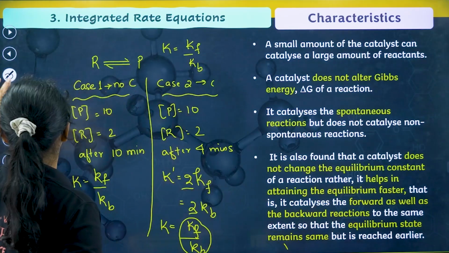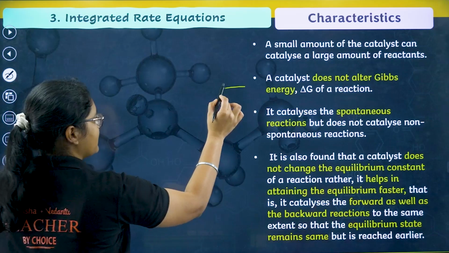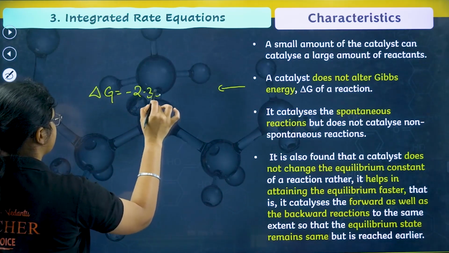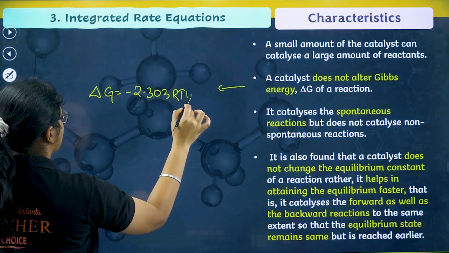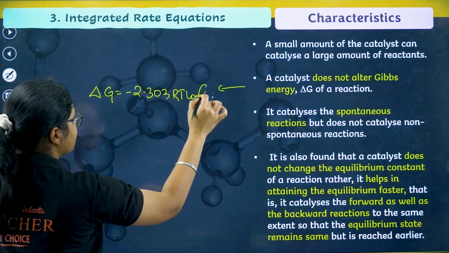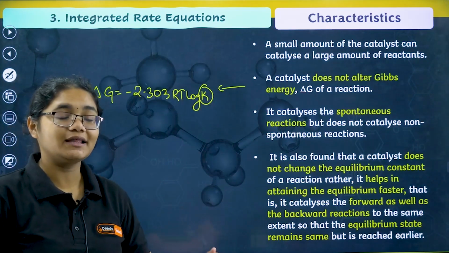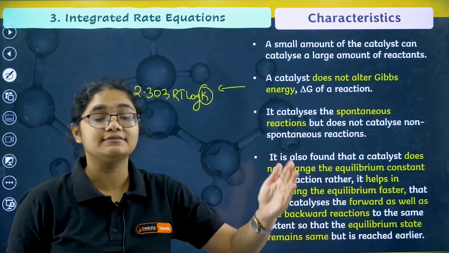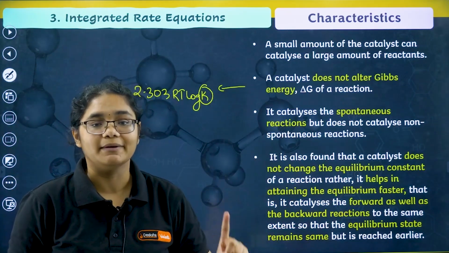And now if I talk about delta G, the formula of delta G is minus 2.303 RT log K. Now the K value is remaining constant with and without catalyst, so the delta G value will also remain the same. Now delta G, which gives the free energy value, also remains the same.